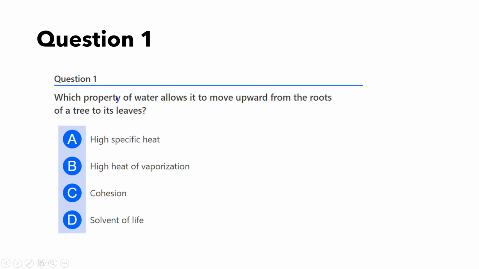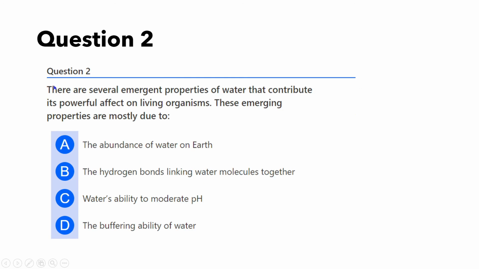Which property allows it to move upward from the roots of the tree to the leaves? Water sticks to each other and also sticks to the roots and travels up the tree. So which of these choices mentions water sticking to each other? It's C, cohesion. Cohesion just means that the water is able to stick to each other and move up the tree.